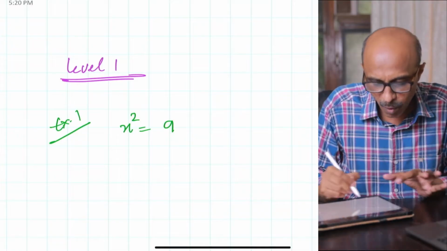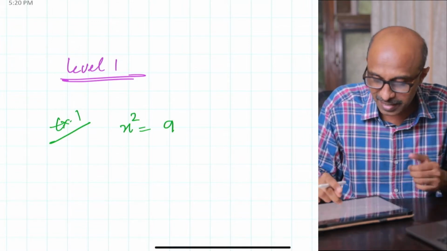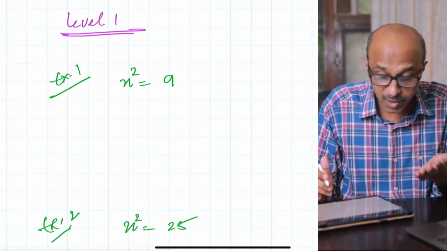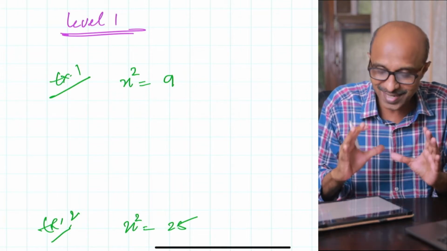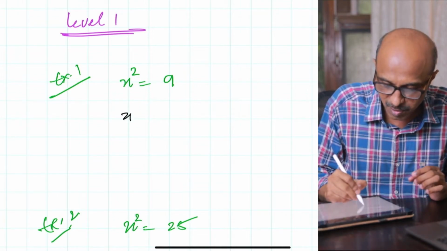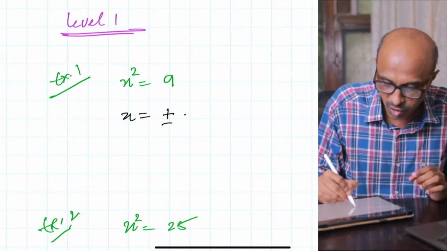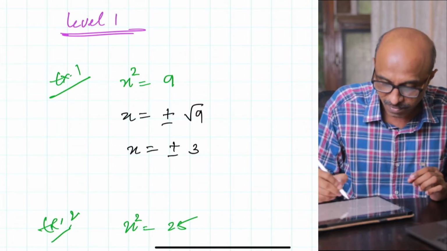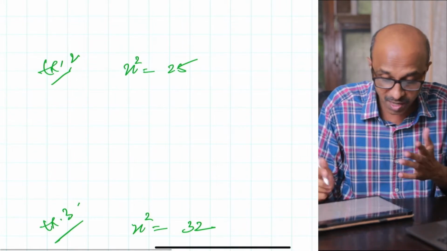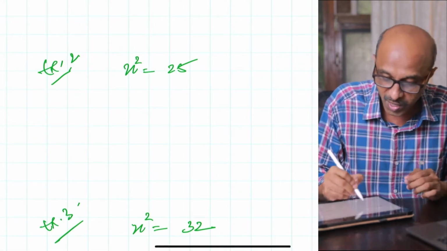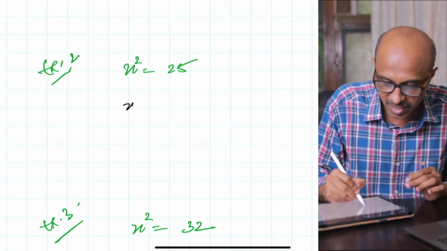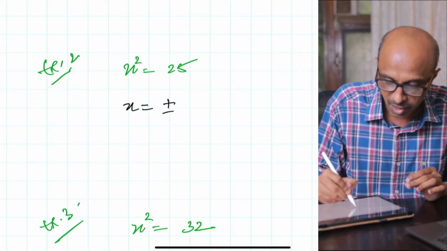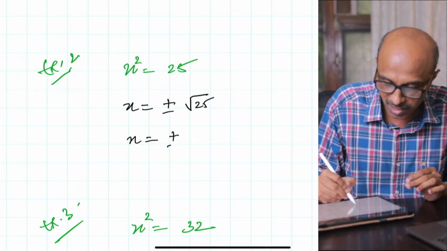When we see a simple problem like this, x squared equals 9, 9 is a perfect square, and the term on the left-hand side is x squared, nice and simple, we can just say x must be equal to plus or minus the square root of 9, and therefore x must be equal to plus or minus 3. Simple. In the same way, x squared equals 25 must give us x is equal to plus or minus the square root of 25, and therefore x must be equal to plus or minus 5.